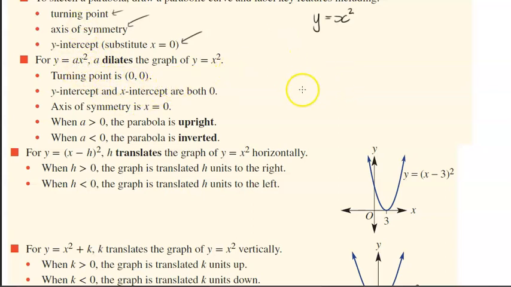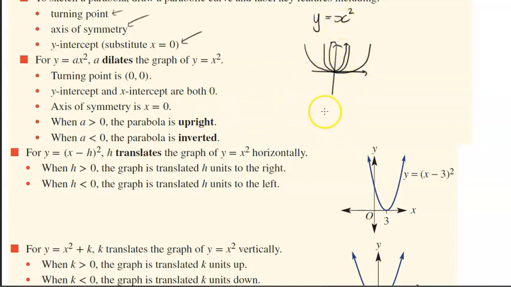So remember in the previous one, it can stretch it out like that in comparison to a generic parabola. If a is between 0 and 1, it stretches out, or if a is greater than 1, it accelerates at a fast rate, so it becomes narrower or squishier. Your turning point will still be at 0, 0. Your y-intercept and x-intercept again will be at 0.